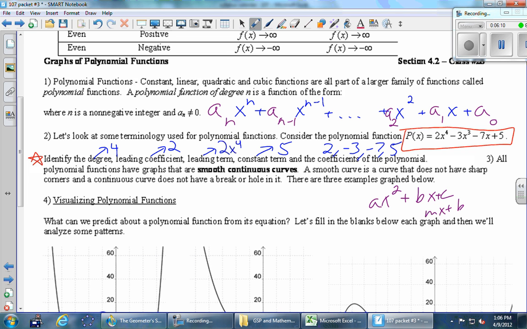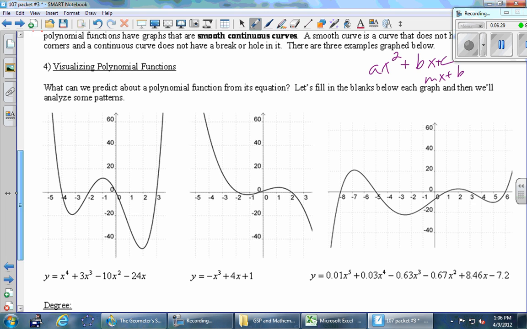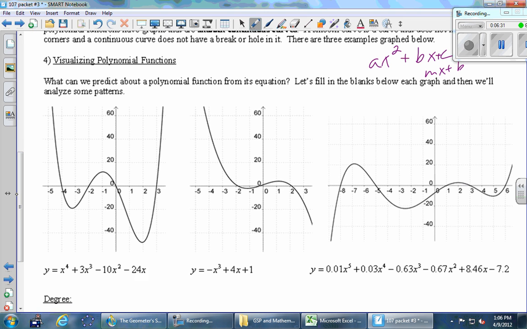Go into 3, which starts there. Polynomial graphs are smooth curves. They do not have sharp corners. There are 3 examples. Let's take a look at these 3 graphs. These are graphs of 3 polynomial functions. It's true, the domain is definitely infinite, left and right.